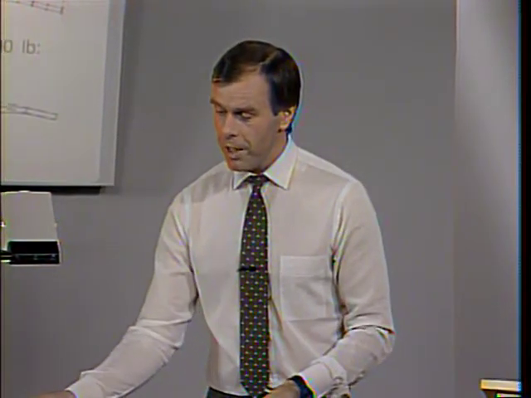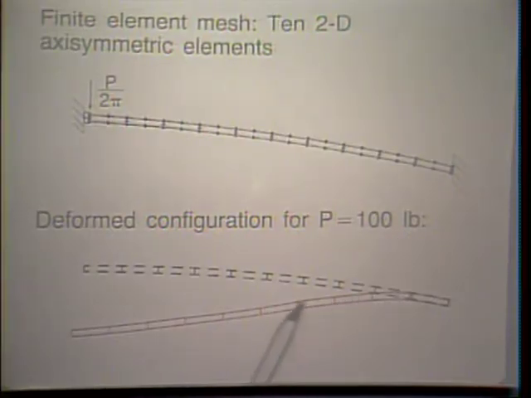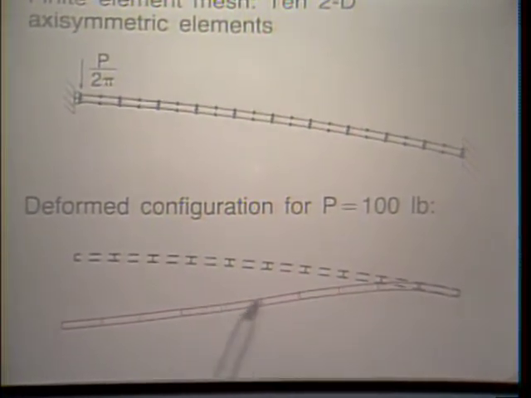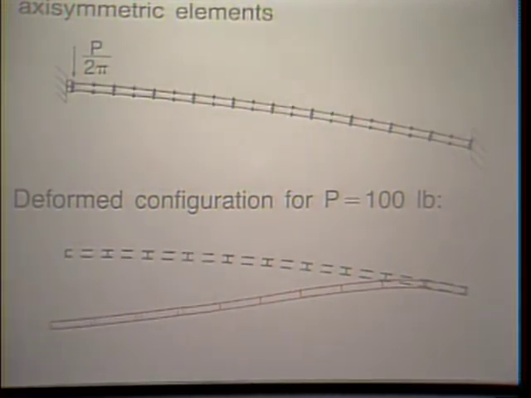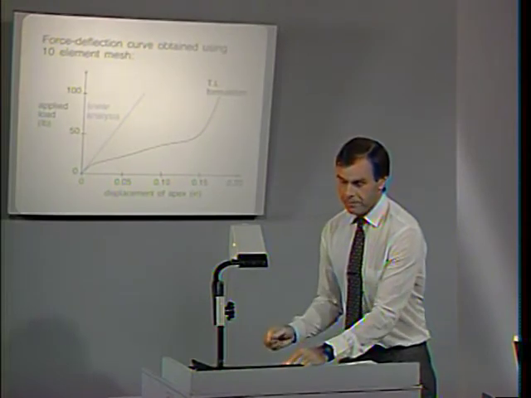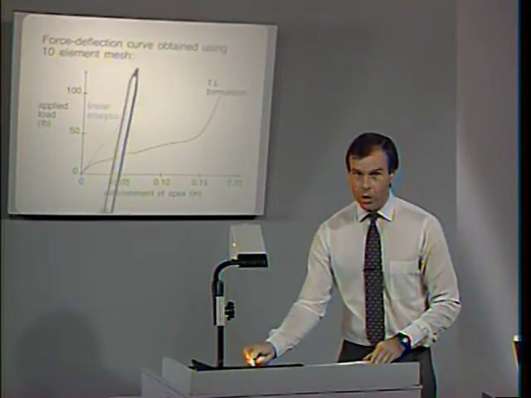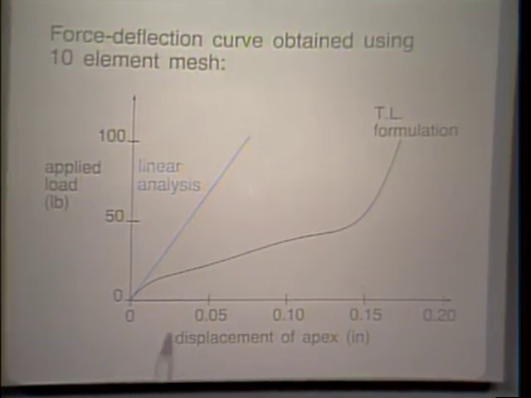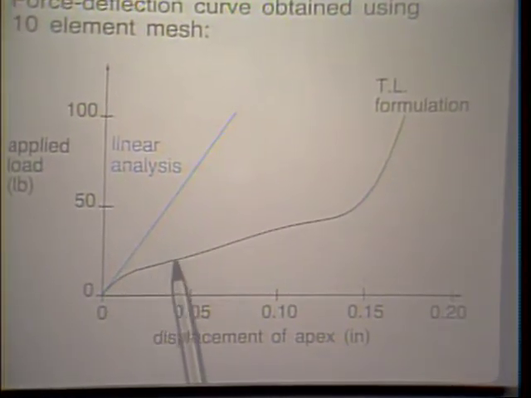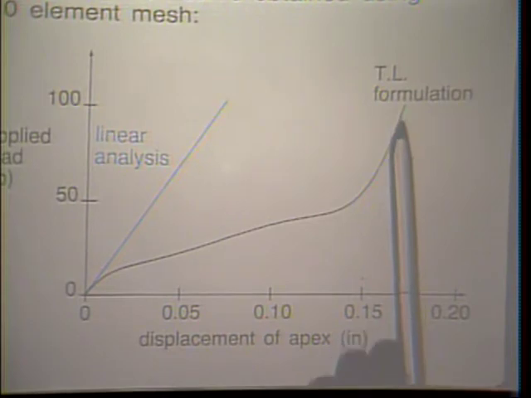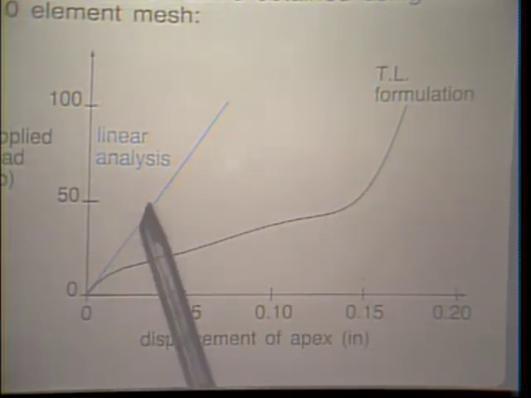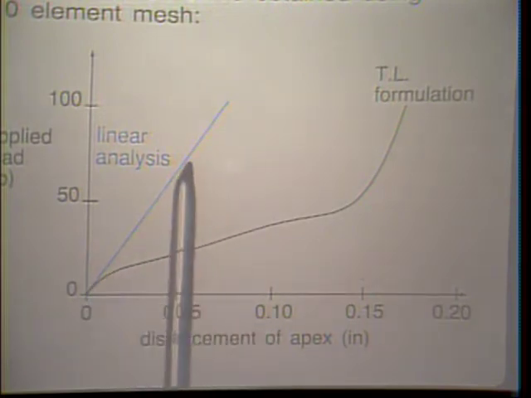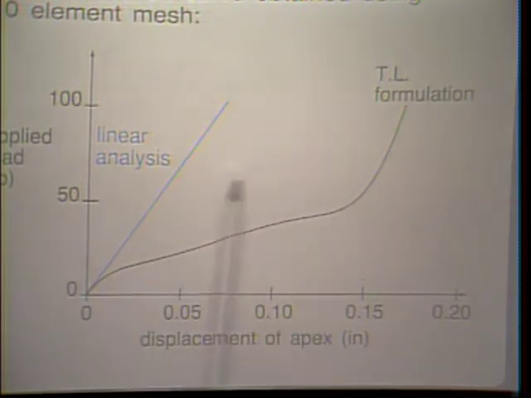The deformed configuration for P equal to 100 pounds is shown here in red. Notice we undergo large displacements here, and that is also shown on the next view graph, which gives the force deflection curve obtained with this finite element mesh, and that force deflection curve is shown here. The linear analysis would predict this response, of course way off the actual response when the displacements become large.